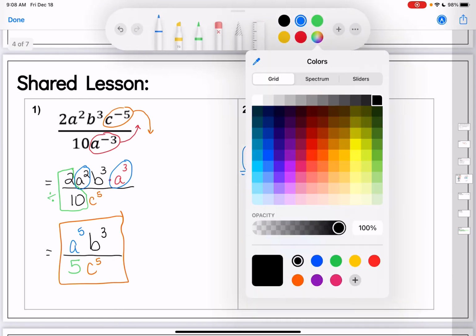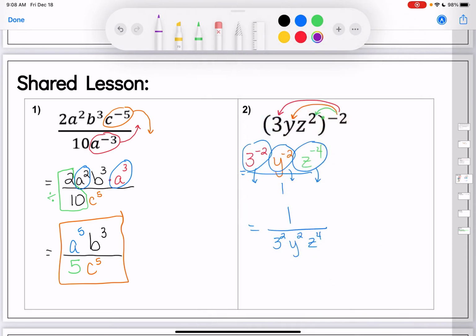And then my last step here is I see that I have a numerical base, 3 to the second power. That's going to become 9. So my final answer will be 1 over 9 y squared z to the fourth. So that's just like our regular old power outside of parentheses, multiplying inside, distribute to every base, right? And then deal with the negatives.